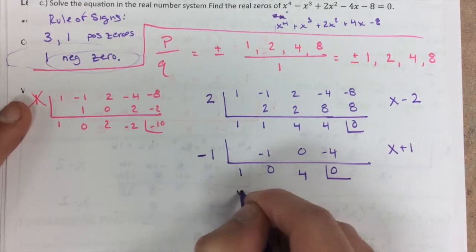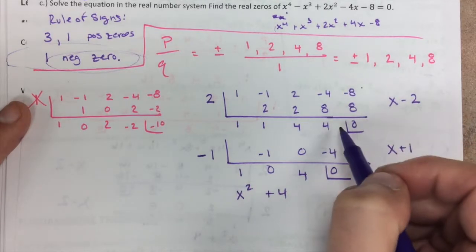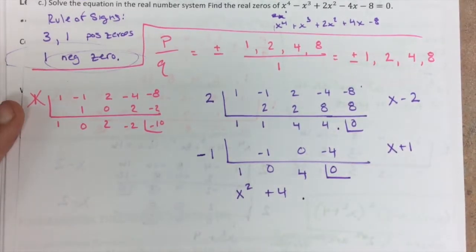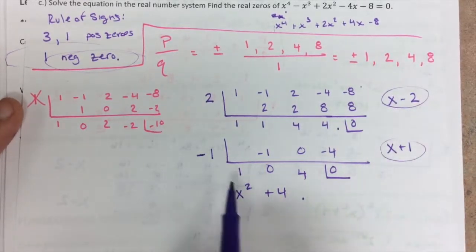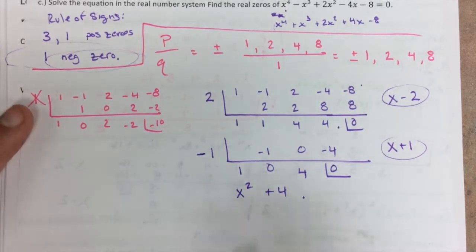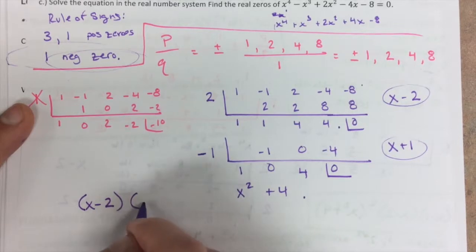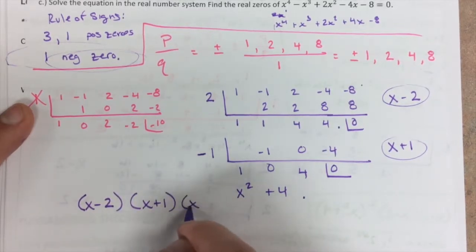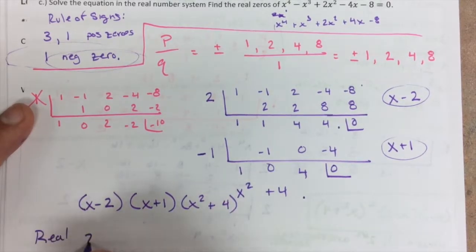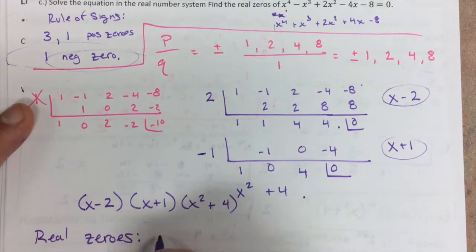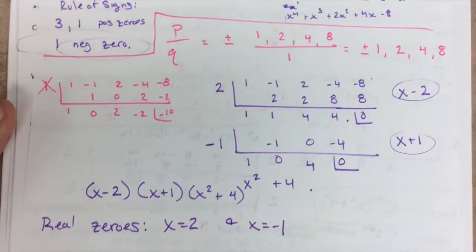Well, this, again, is x squared plus 4, because this is 4th degree, this is 3rd degree, so that's 2nd degree. So my zeros, I have 1 positive, 1 negative, and then this, which is unfactorable. So my answer is x minus 2, x plus 1, and x squared plus 4. And my real zeros are x equals 2 and x equals negative 1.